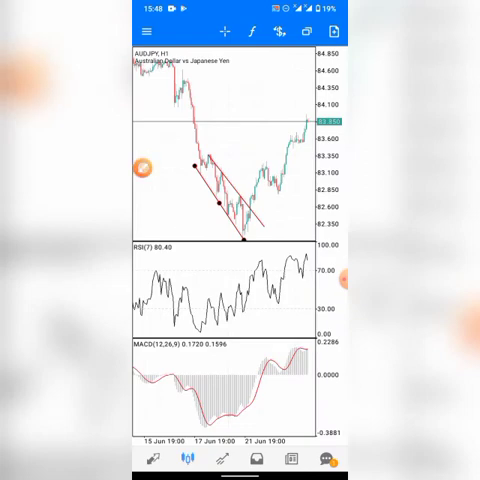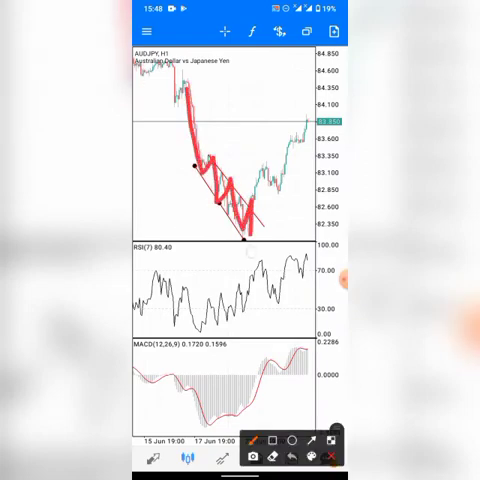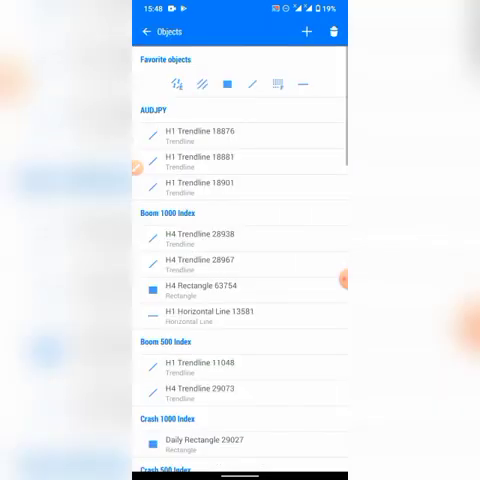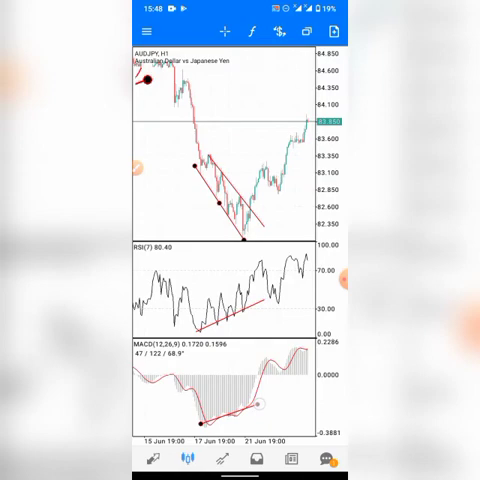Okay, where our market came down, then consolidated. Let's say you spot this range now. To confirm your trade, you can now use divergence. As you can see, they are moving in opposite direction. Don't forget you have different types of divergence.